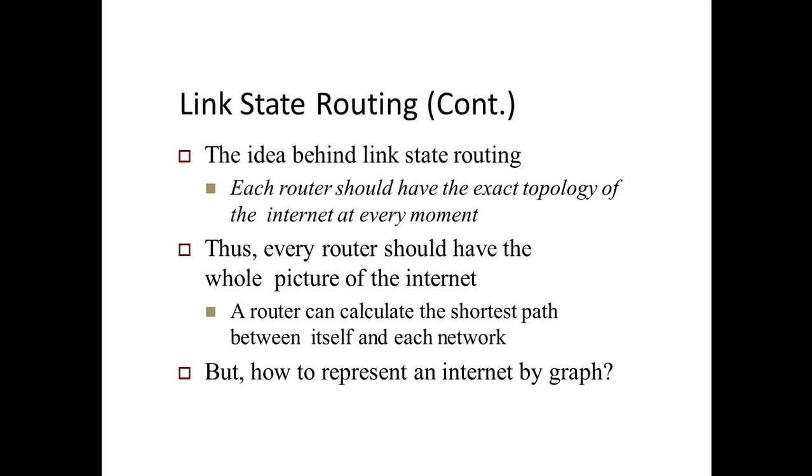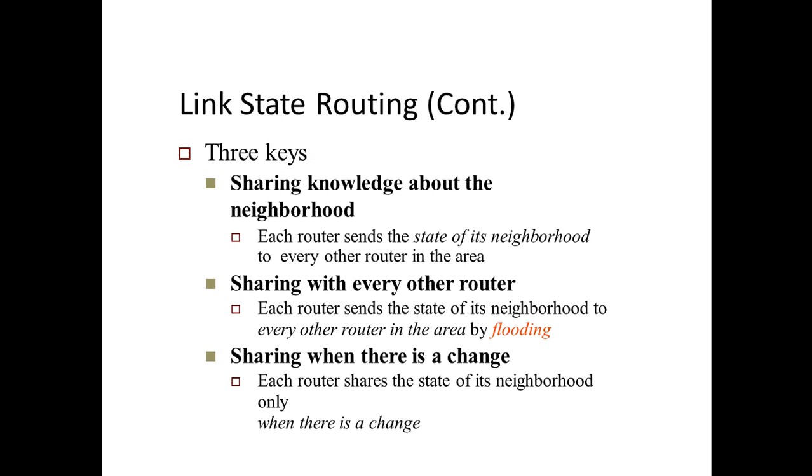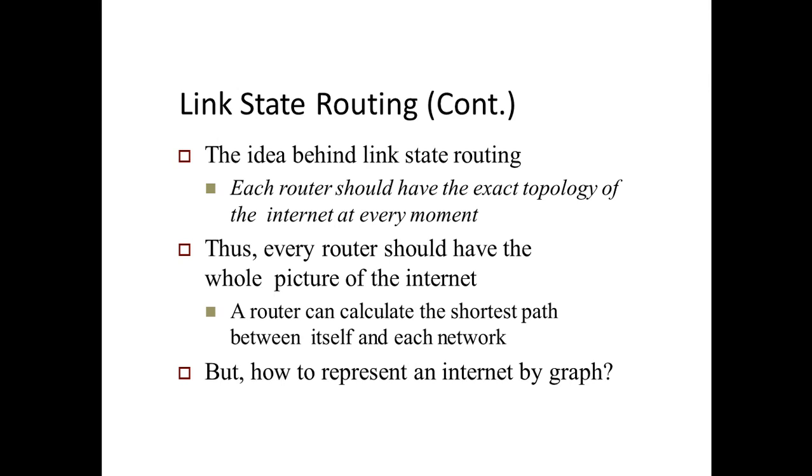Each and every router should have the whole picture of the internet, and the router can calculate the shortest path between itself and each network. So at the end of this information sharing, what will happen? Every router will be able to calculate the shortest path based upon the cost, or the delay, or the throughput. Every router will be able to understand which path is shortest.